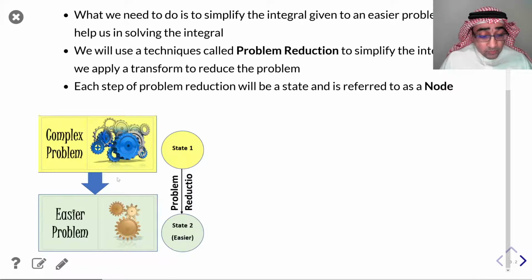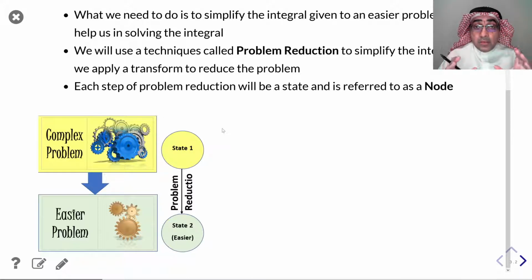What we will do is for each state or step of the problem, we will denote it as a node, and we will show it as a node so that we can actually represent the problem in nodes, and then we can link the problems together. So we will have a big problem and then we will try to reduce it down. Okay, so the concept of problem reduction is basically pretty simple.